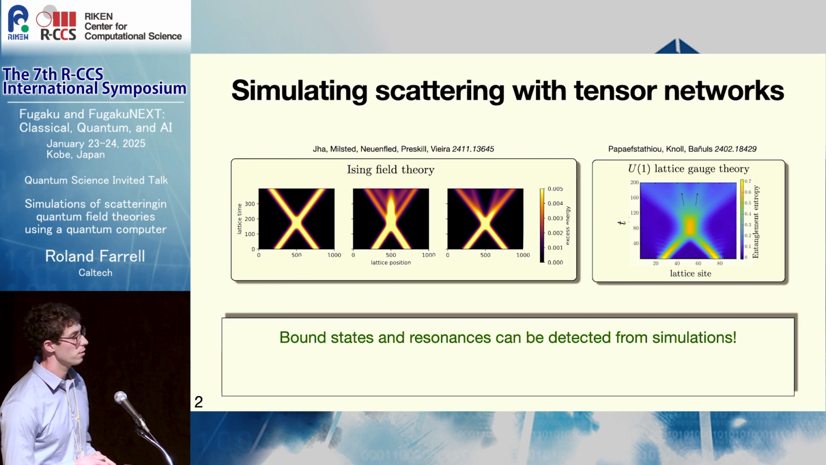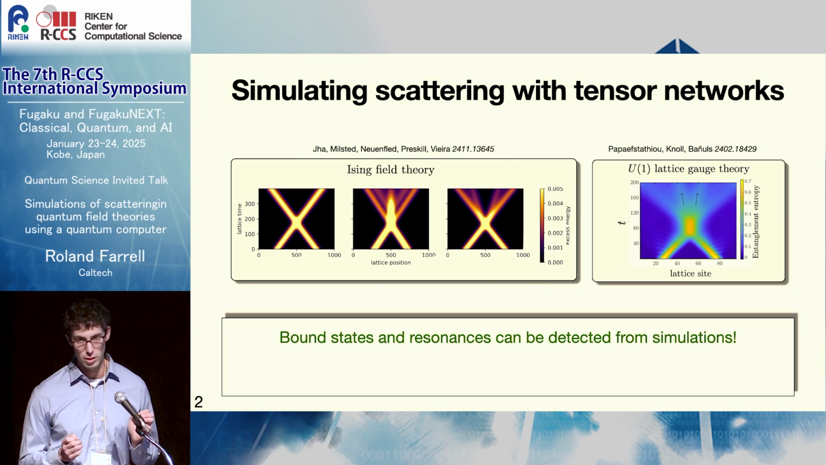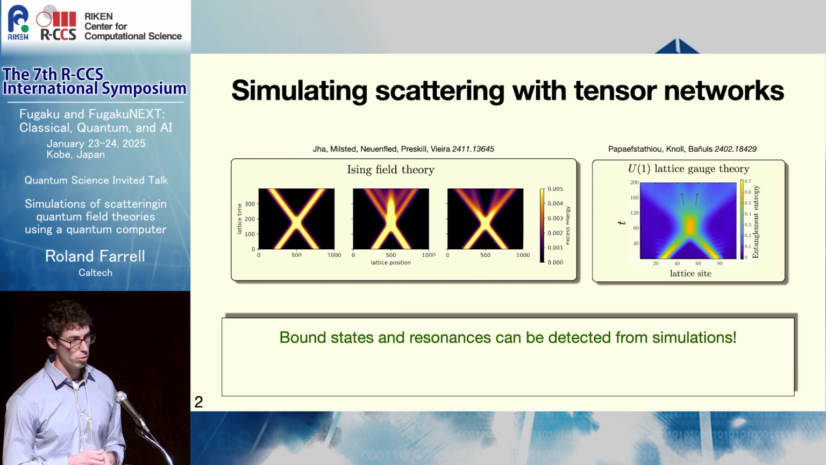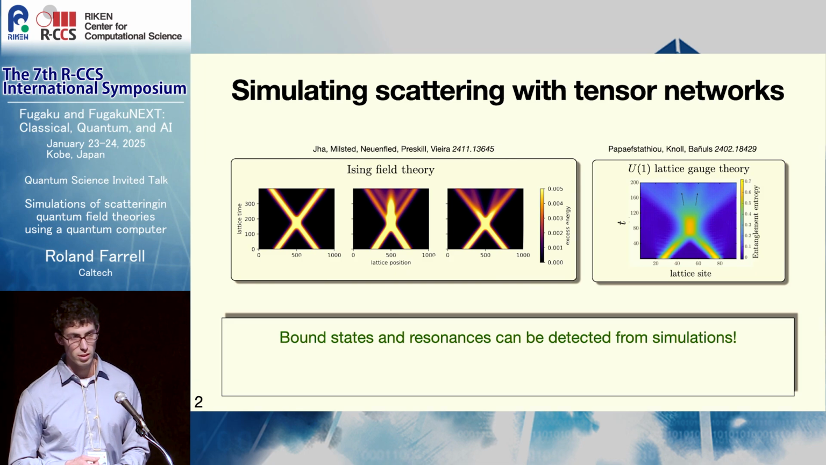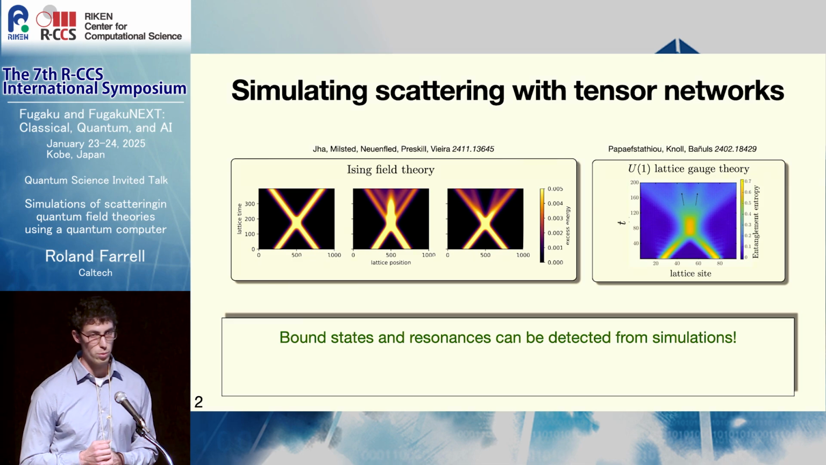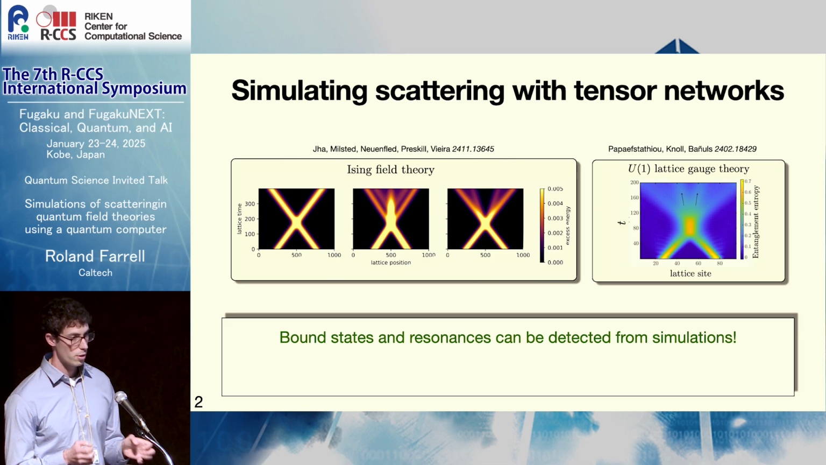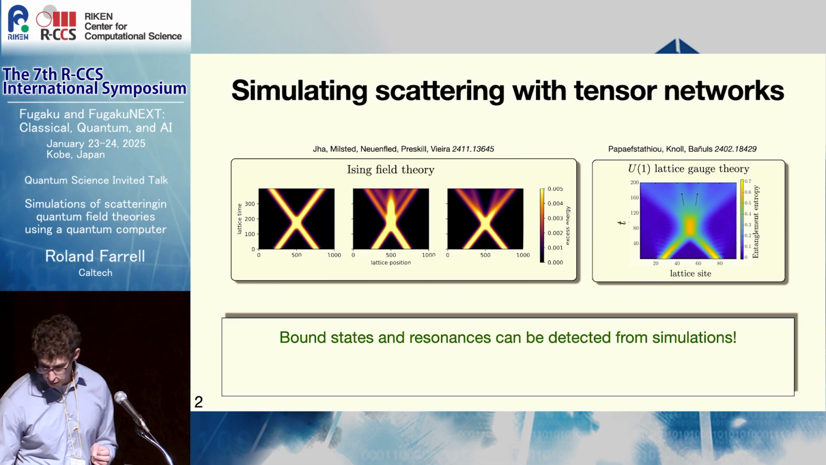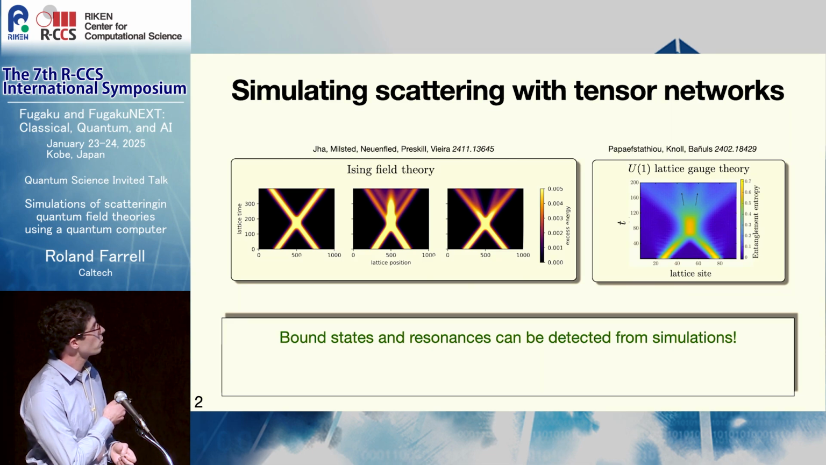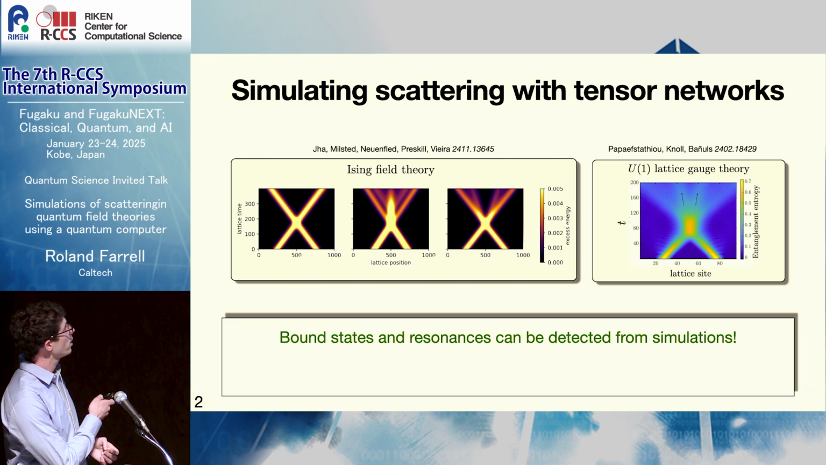So right now, the state of the art in doing these scattering simulations is, of course, using classical computers and using what are called tensor network techniques, in this case based on matrix product states. I've shown a couple of examples here from the literature. These are works done in the last year where they're trying to do these simulations of scattering. What these pictures show is, on the horizontal axis, the spatial direction. On the vertical axis, it's the time direction.